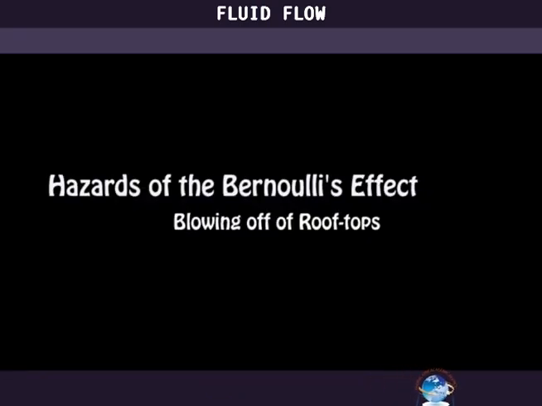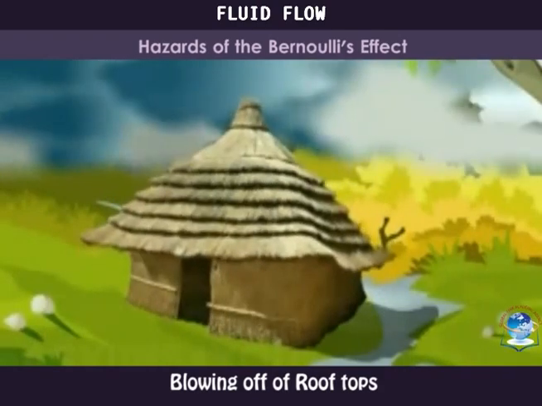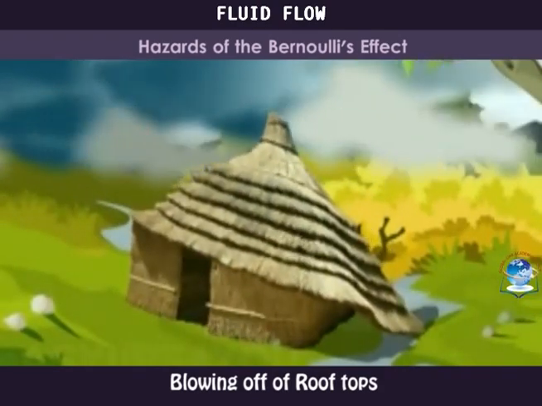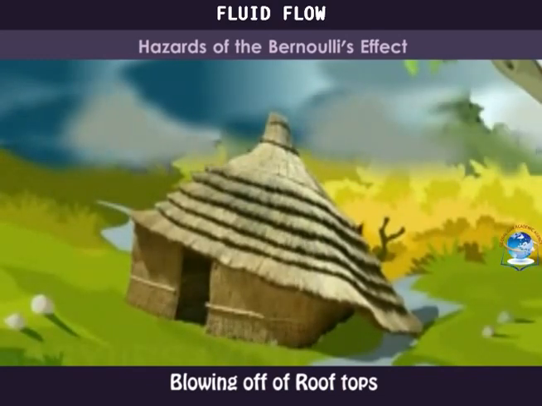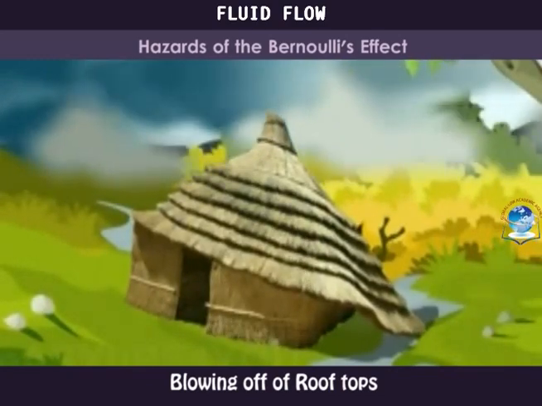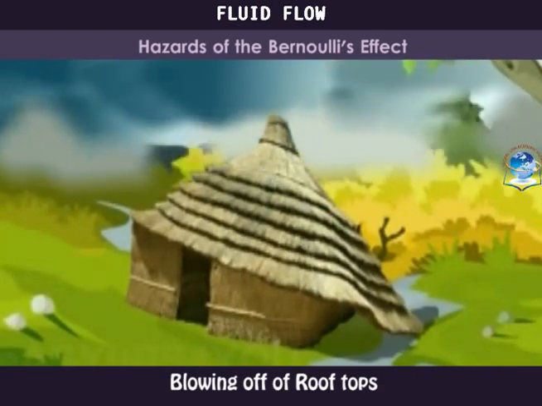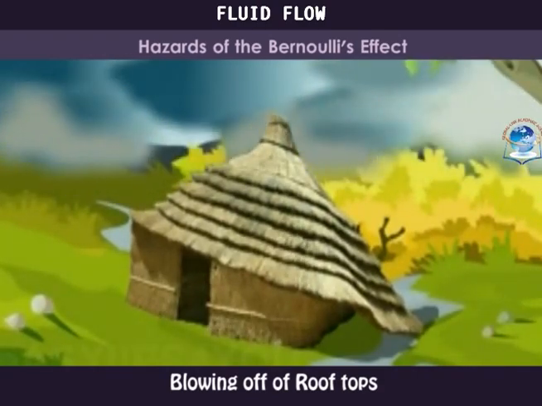Finally, we look at the hazards of the Bernoulli effect. Now, the air flowing over a rooftop has a high velocity compared to the one flowing underneath. Consequently, the pressure acting on the roof from underneath will be higher than that acting from above. Therefore, the roof may be blown off.